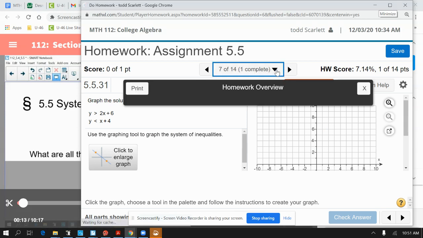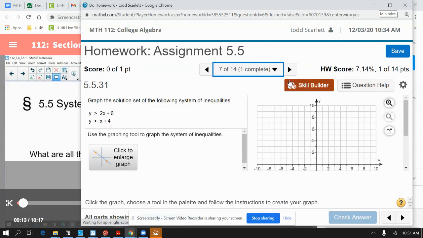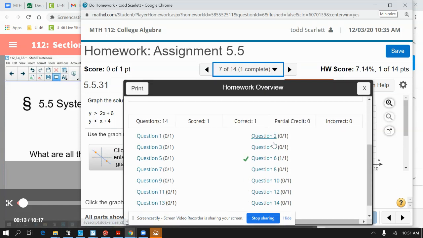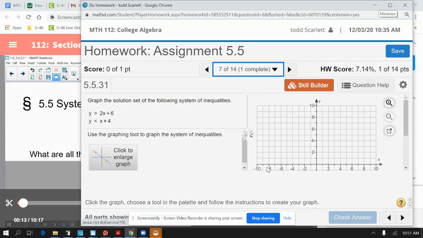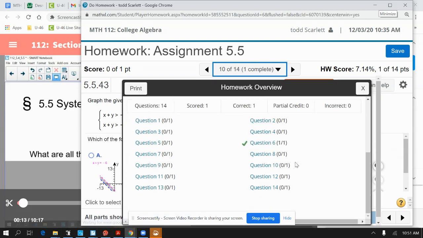Let's see what this one looks like. What's that though?